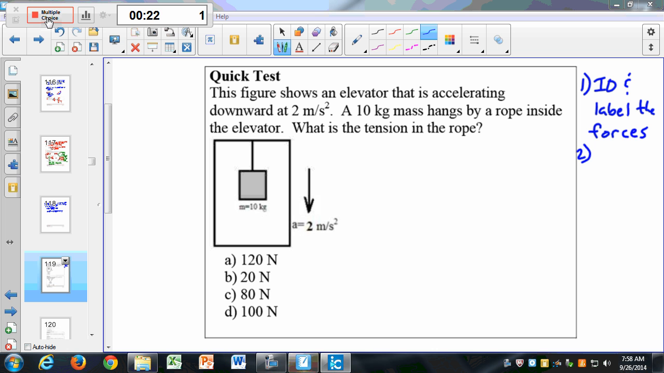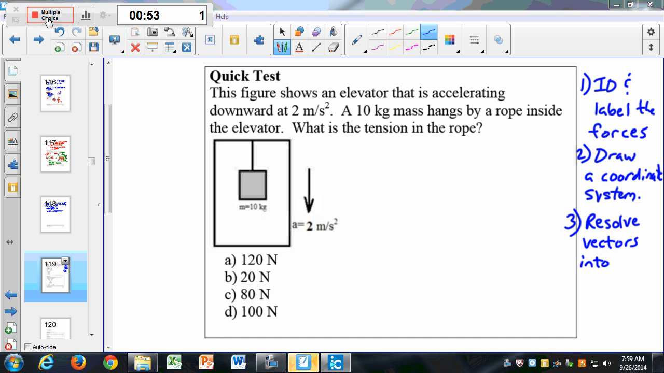Second, you'll need to draw and select a coordinate system. In this case it's pretty simple because the forces are all along which axis? The y-axis, right? So we have the tension and the weight. And then third, you'll want to resolve the vectors into their x and y components. And then fourth, we'll apply Newton's second law. That is, the sum of the forces in the x direction equals max, and the sum of the forces in the y direction equals may.